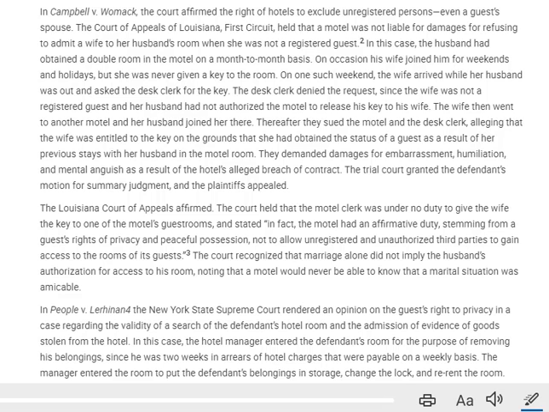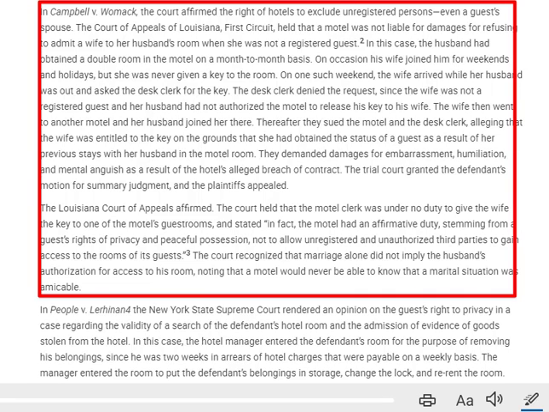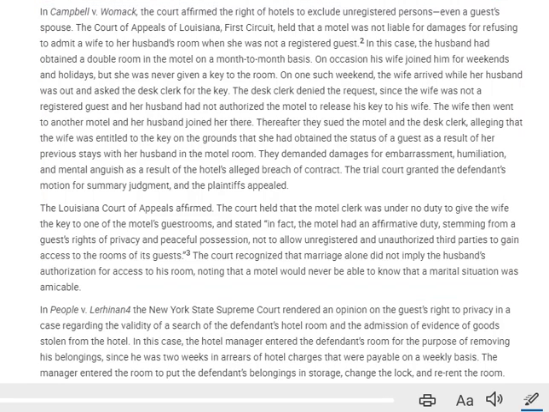Let's take a look at a few cases in your text to illustrate this point. In the case of Campbell v. Womack, the court affirmed the right of hotels to refuse unregistered persons access to a hotel room, even if that person is the registered guest's spouse who has been in the room previously.